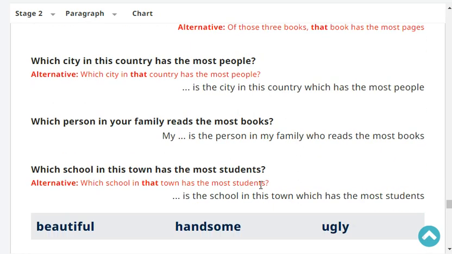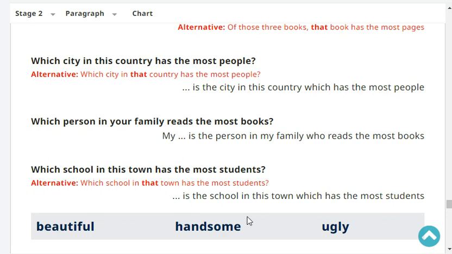Which person in your family reads the most books? My sister is the person in my family who reads the most books.